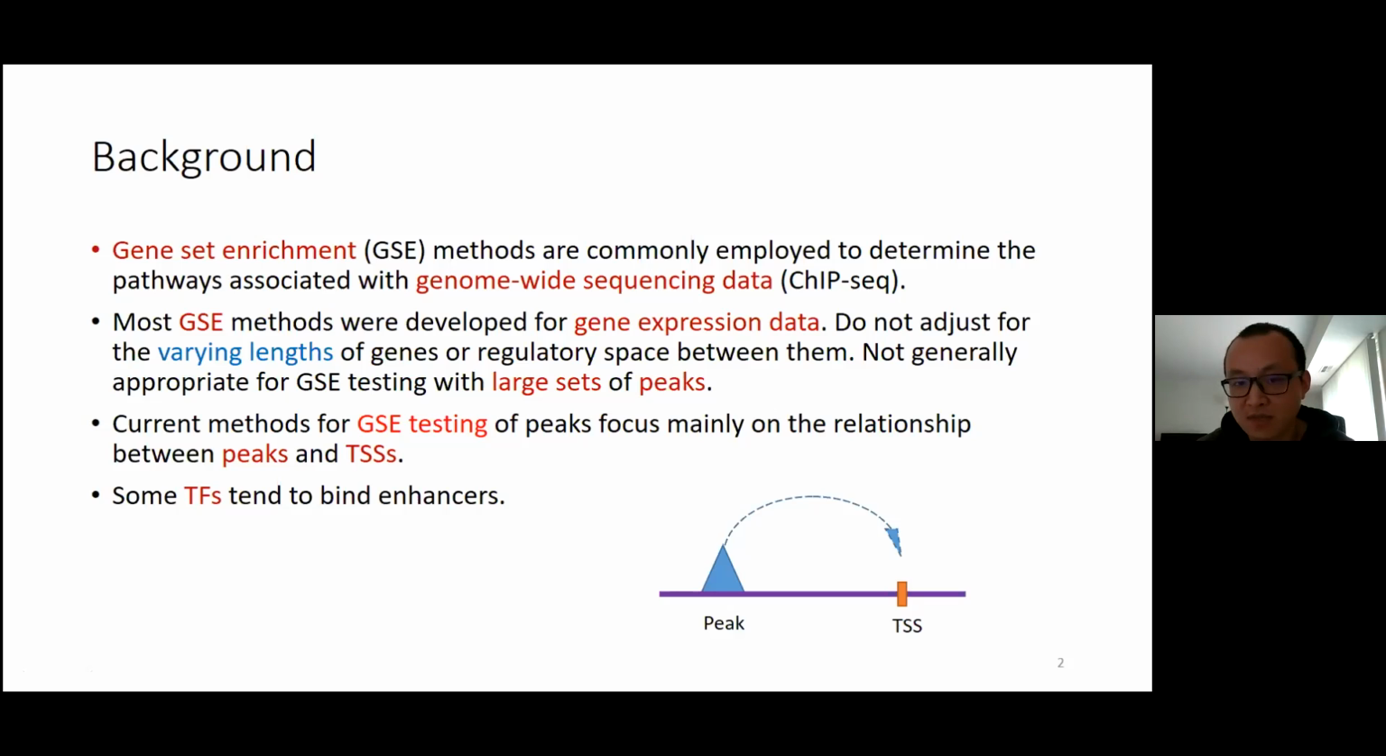There are some methods developed for GSE testing of peaks, but they mainly focus on the relationship between the peaks and the TSS. But in reality, not all the peaks are really related to a TSS. Here, because we use a lot of ChIP-seq data, I just state transcription factors. Not all the transcription factors tend to bind to the TSS. Some of them tend to bind to enhancers.